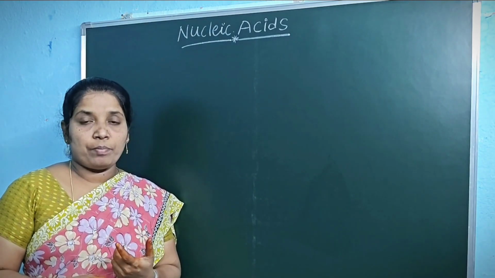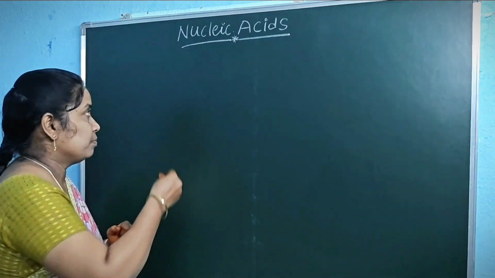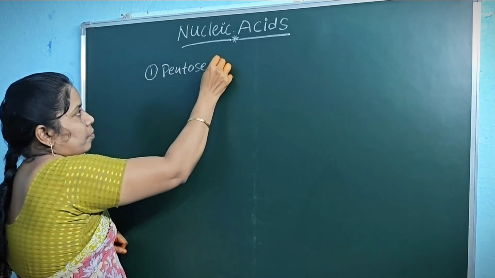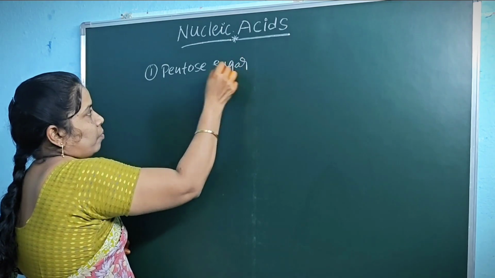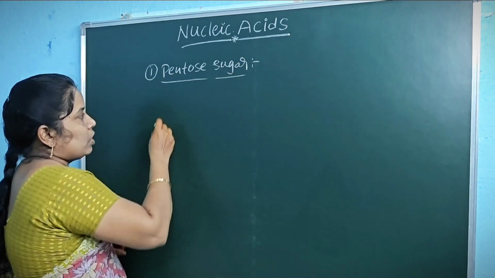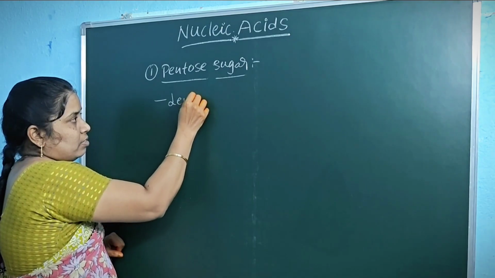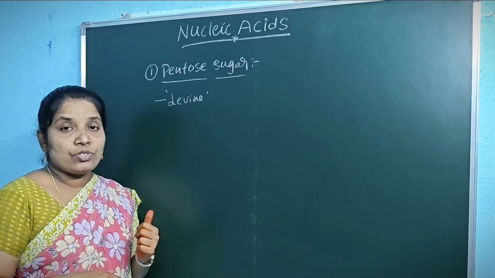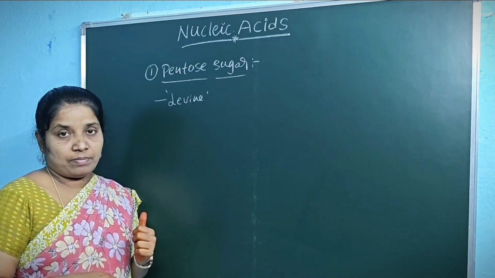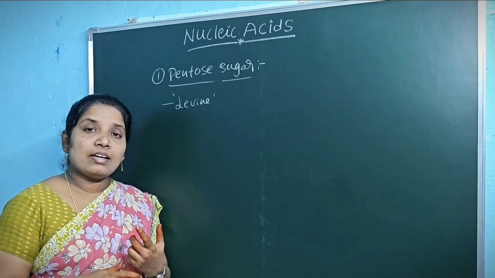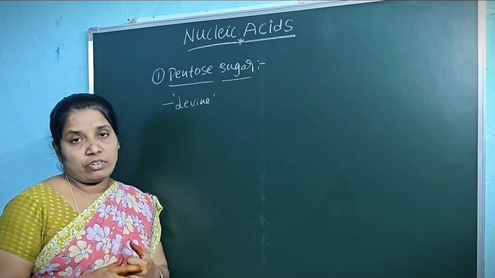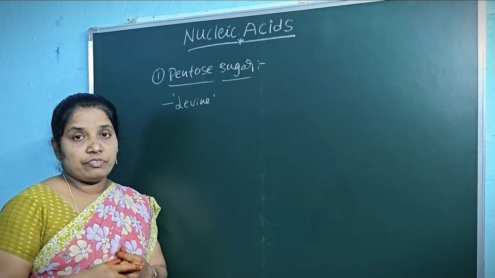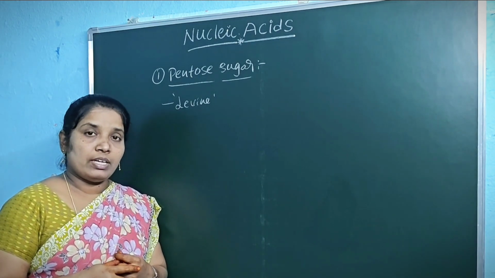Let's see the first component, that is the pentose sugar. The scientist Levine identified that ribose sugar is the main constituent of nucleic acids. So the ribose sugar is the main constituent of nucleic acid structure. In the case of RNA, ribose sugar is present. But in the case of DNA, deoxyribose sugar is present.